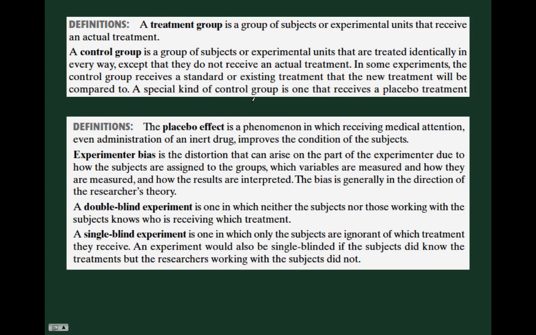Now, a double-blind experiment is one in which neither the subjects nor those working with the subjects know who's receiving which treatment. And a single-blind experiment is one in which only the subjects are ignorant of the treatment they receive. An experiment would also be single-blinded if the subjects did not know the treatments, but the researchers did. I'm not sure I said that right, but it could be single-blinded either if the researchers did not know who was receiving the treatment, or if the subjects knew and the researchers did not know.